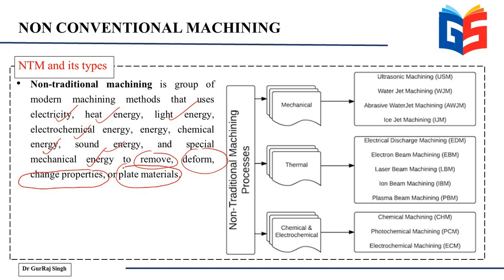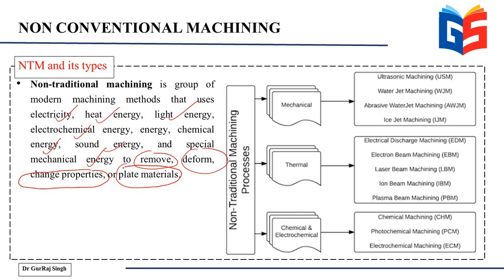In case of your traditional methods, all you're using is the rubbing, the shearing effect of a tool on the workpiece. But in modern machining, you are using electricity, heat, light, chemical energy, electrochemical energy, and even sound energy in some cases to machine the materials. And you're not simply removing the material, you can deform the material, you can change the properties of the material, you can even plate the materials.